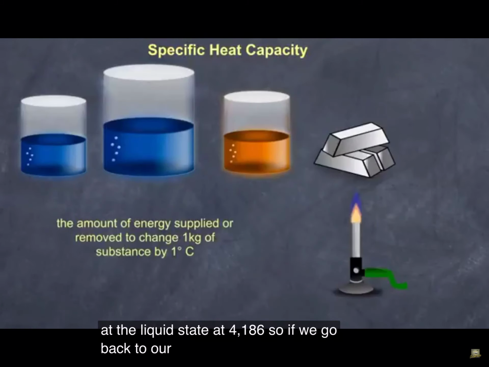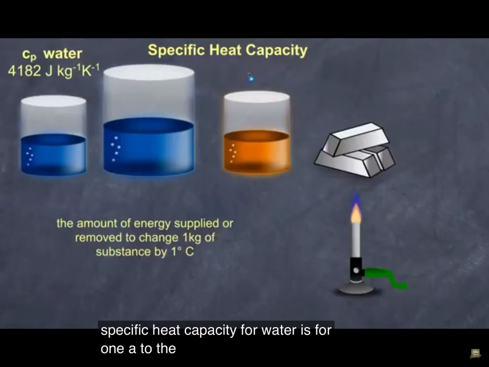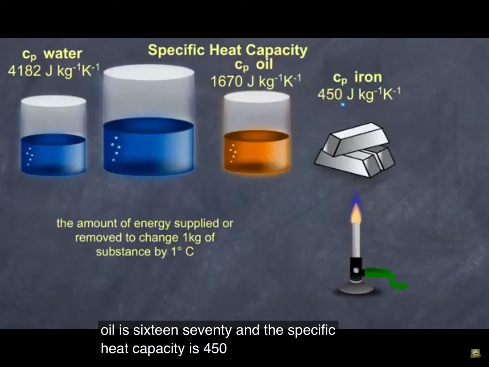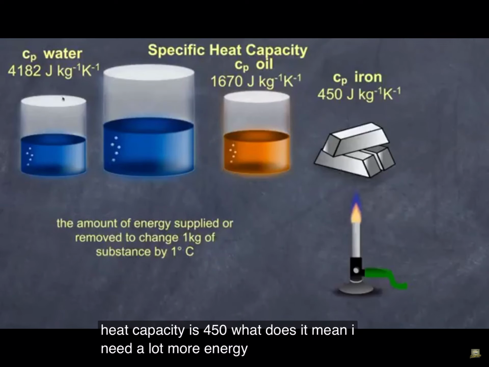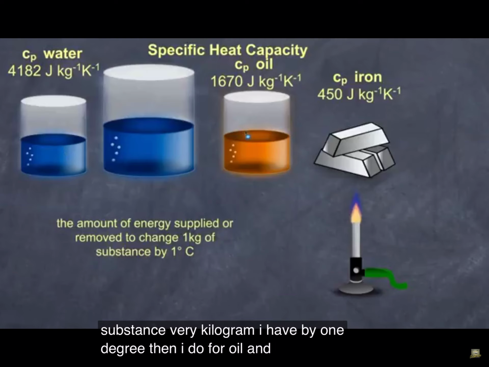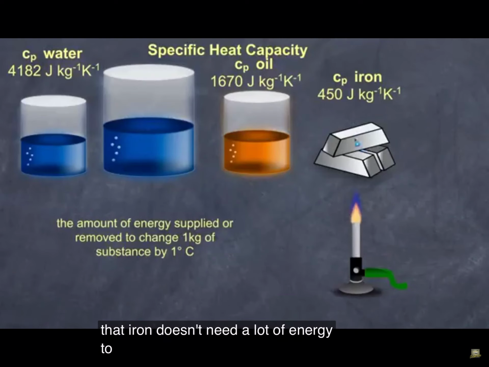So if we go back to our illustration here, the specific heat capacity for water is 4,182. The specific heat capacity for oil is 1,670, and the specific heat capacity for iron is 450. What does that mean? I need a lot more energy to raise this substance for every kilogram I have by 1 degree than I do for oil. And you can see that iron doesn't need a lot of energy to raise it by 1 degree.